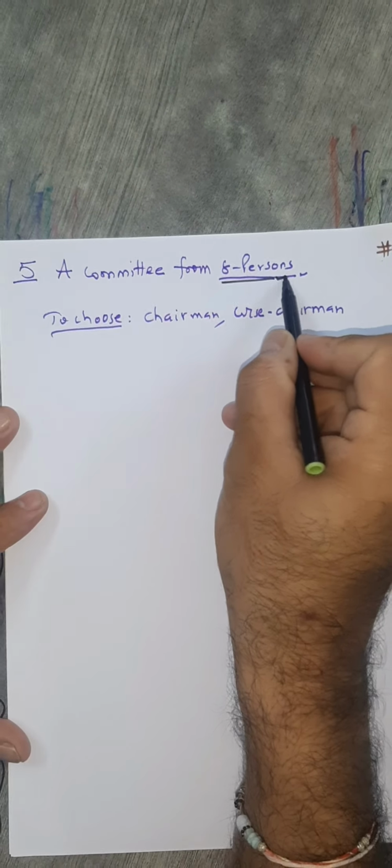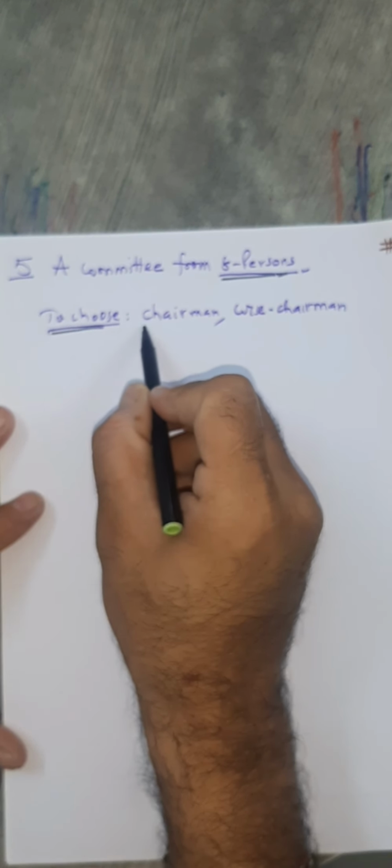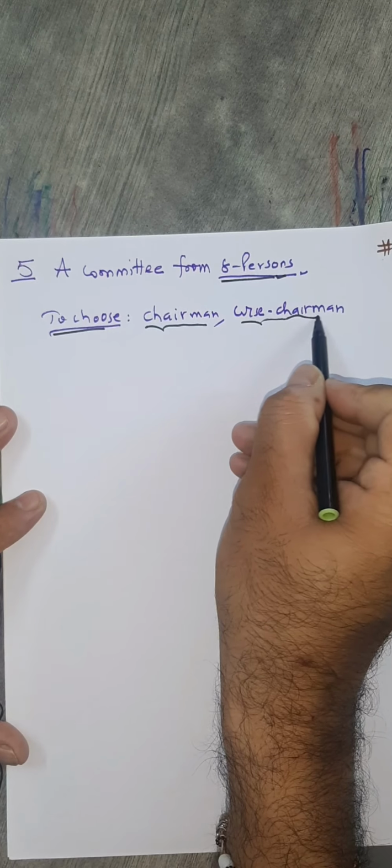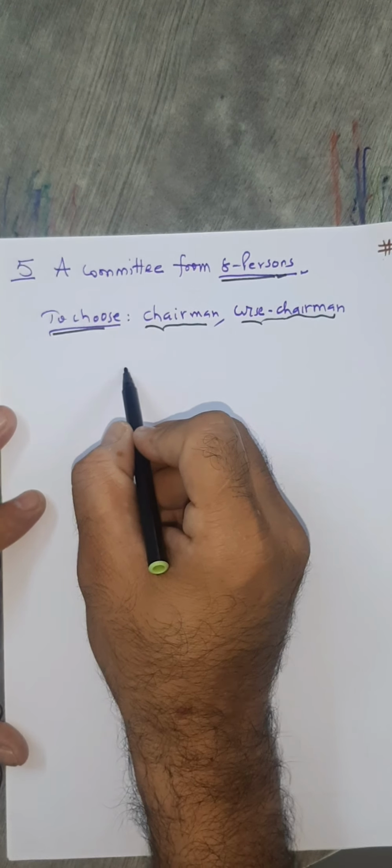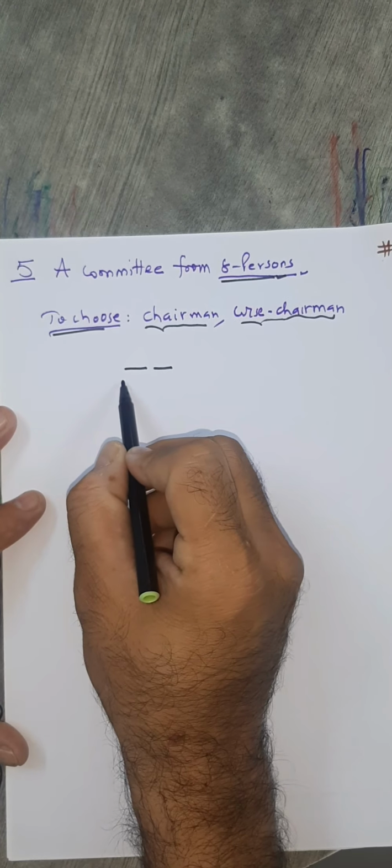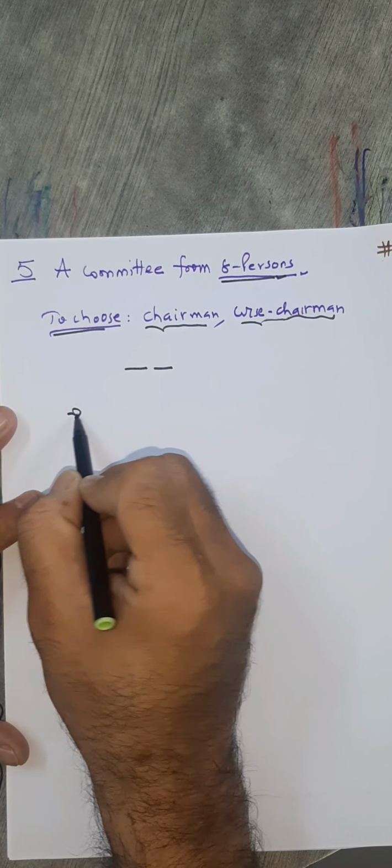So now question number 5. A committee of 8 persons you are given. So the total number of objects equals 8 here. We want to choose a chairman and vice chairman. So how many positions? 2 positions. So how many ways can this be done?